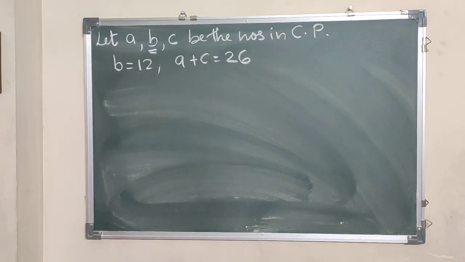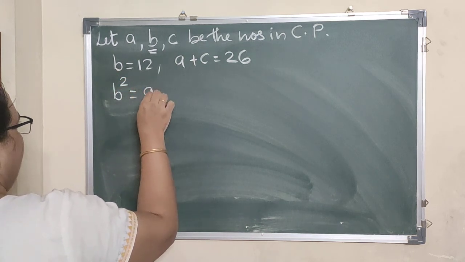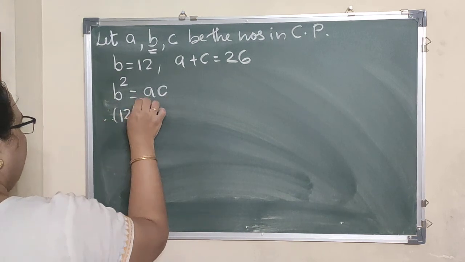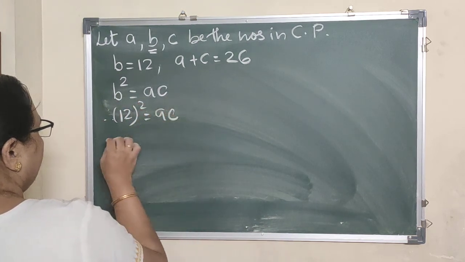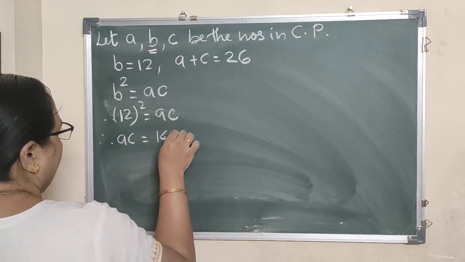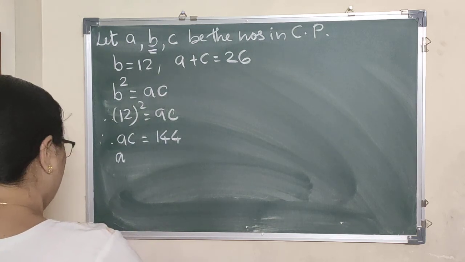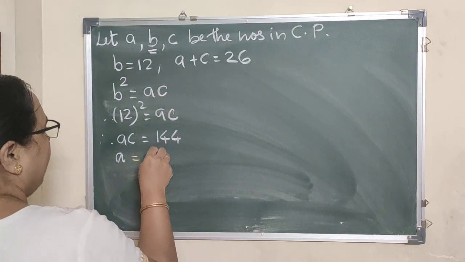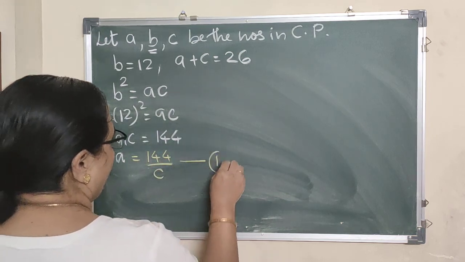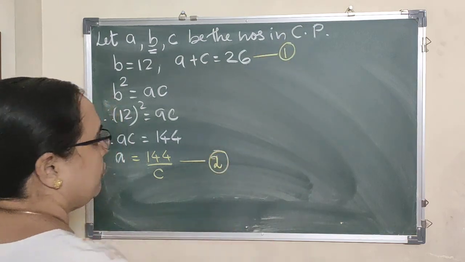Since B is the mean proportional, what can we say? B square is equal to AC. Therefore, 12 square is equal to AC. Therefore, what is AC? Nothing but 144. Therefore, what is A equal to? A equal to 144 upon C. Keep this as equation 1. Make the other, A plus C equals 26, as equation 2.